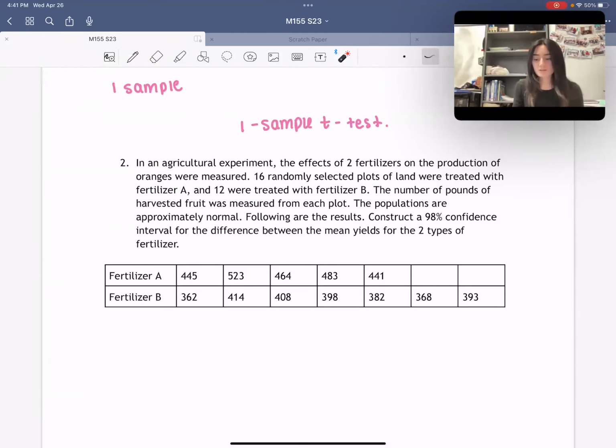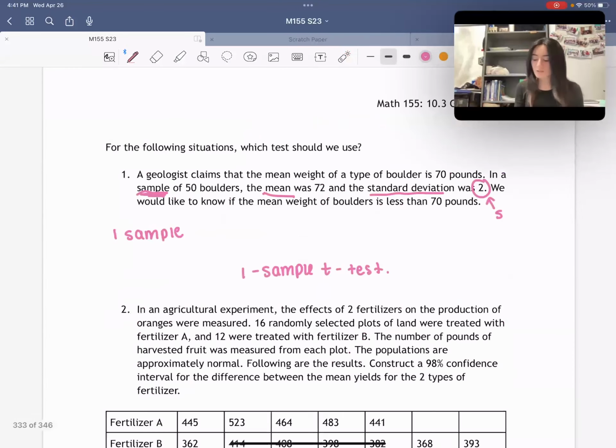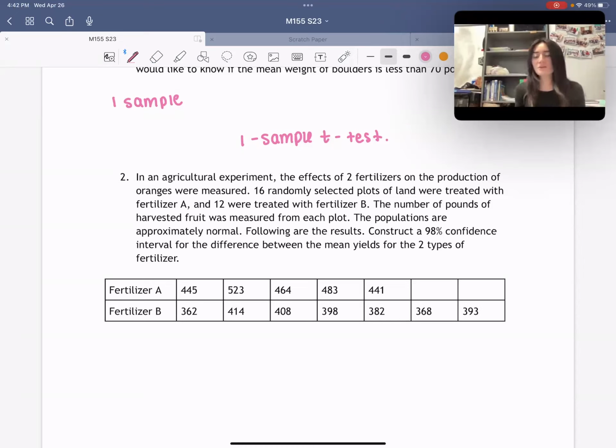Just by looking at this question, we definitely have two samples, right? We literally have fertilizer A and fertilizer B. That looks like we're given two samples. And if you read through the question, it will tell you that, yeah, we do have two samples, but let's just take a look and see if there's any hints if it tells us if we have independent versus paired samples. Let's just pretend that maybe we thought that these samples were paired, okay?